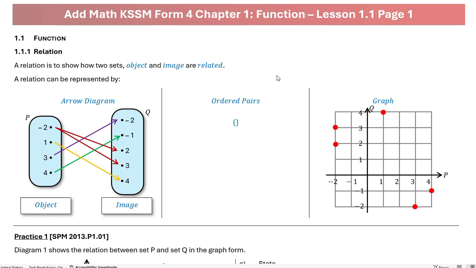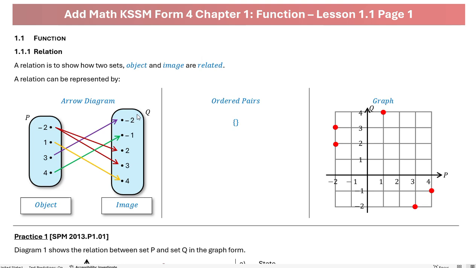A relation is to show how two sets are related, and those two sets are object and image. At the beginning of the arrow is the set of object. In this case, the set is P, and at the end of the arrow is the set of image. Now, there are three ways to represent a relation.